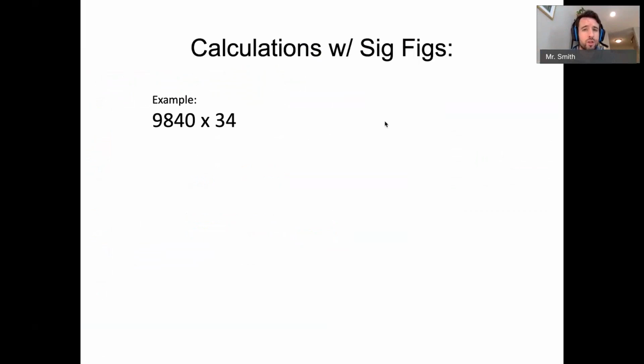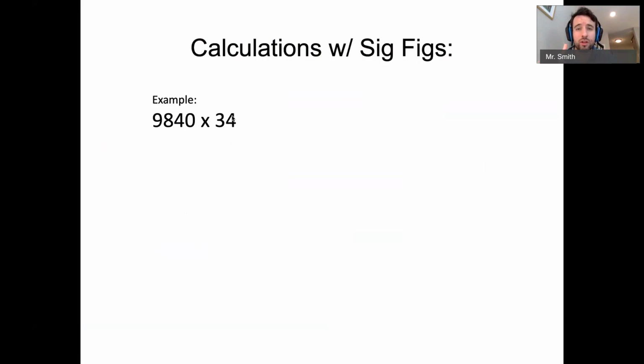What you'll notice for the quiz today, and for this specific problem, or sorry, the daily assessment for today, is that this number over here, 9,840, has three significant figures versus 34 only has two significant figures. So how do you deal with finding an answer and figuring out its sig figs? Because the numbers in and of themselves have two different sig figs.